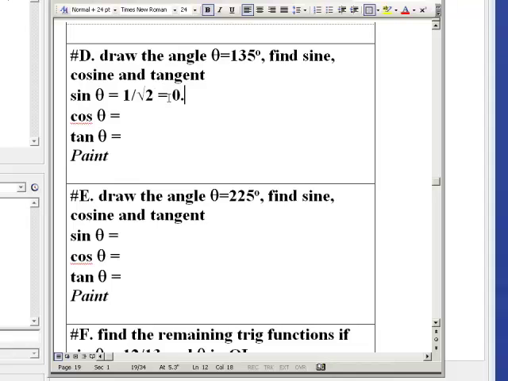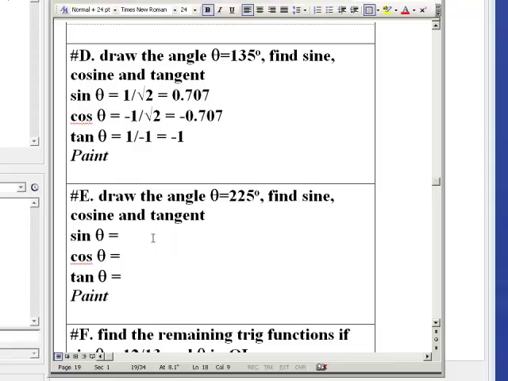Which comes out to 0.707. For the cosine, it will be negative 1 divided by the square root of 2, which comes out to negative 0.707. That was at 45 degrees, or referencing all 45 degrees. Cosine and sine are the same. Tangent is going to be 1 divided by negative 1, which of course is negative 1.